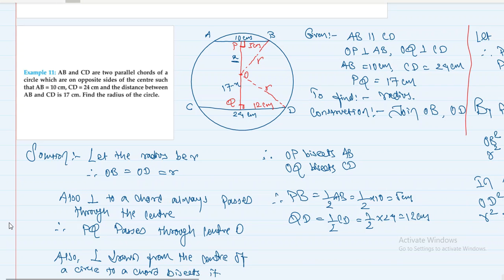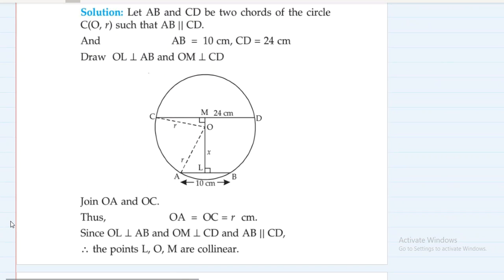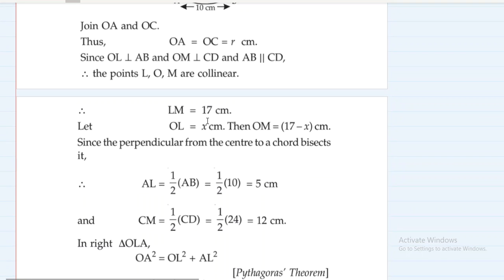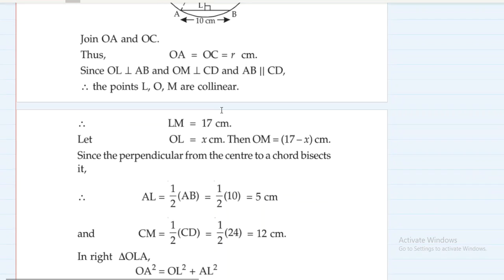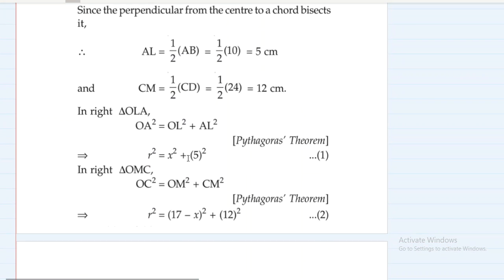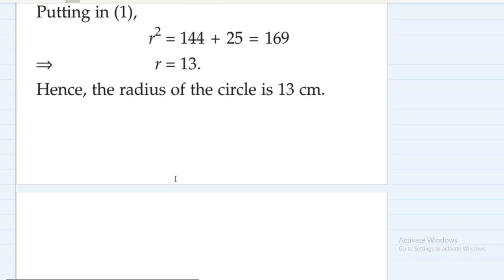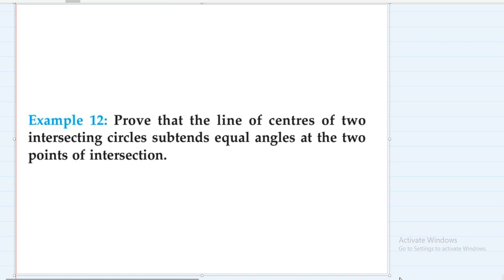Okay, so that's how you find the radius. Let's check out how they have written. So they have also joined OA, OC and LOM. They have proved collinear. Then they have taken this as x. This is 17 minus x. And the same way they have done Pythagoras theorem and they have found the value of x, and then they have found the value of r the same way. So this is the final question of this part 1. As you can see, the parts are big of this chapter.